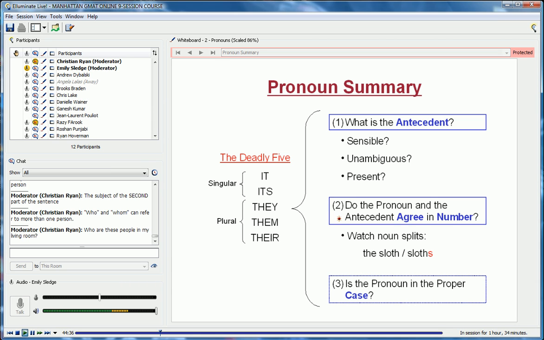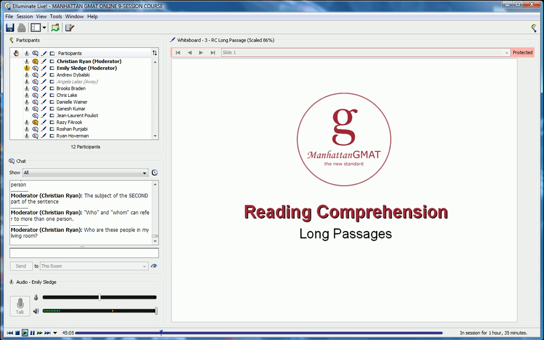The time when number will be your primary issue is what we saw, where you had a noun split and the pronoun was what dictated that choice. Proper case shows up very rarely, so I wouldn't worry about this too much. There's only a couple of examples in the official guide where this even crops up. And with that, I think let's move on to reading comp. And get started on that.